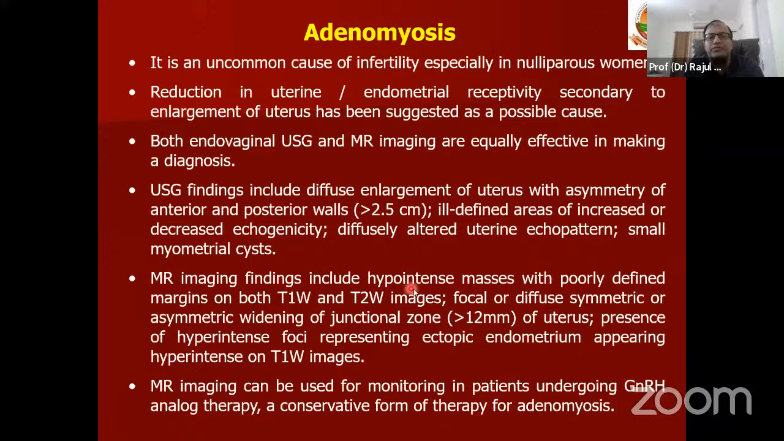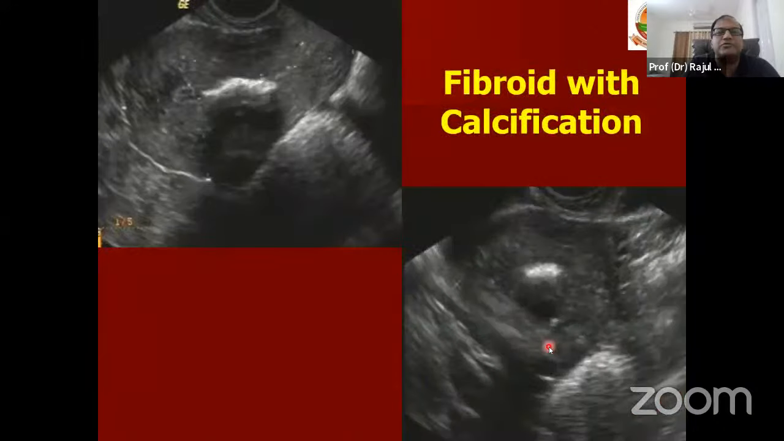MR imaging is superior because it can identify these hypointense masses with poorly defined margins as focal or diffuse, symmetric or asymmetric widening of the junctional zone. So this is very specific. It can be symmetric or asymmetric widening of the junctional zone greater than 12 mm in the uterus. There are hyperintense foci representing ectopic endometrium. So this is also classical on MRI, and this will be seen on T1 weighted images. Again, as we have already discussed, MR imaging can be useful in monitoring the treatment of these patients.